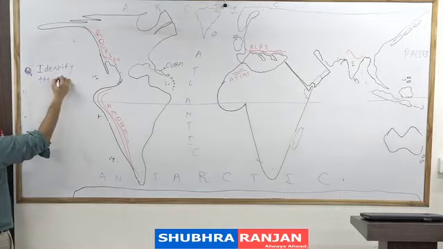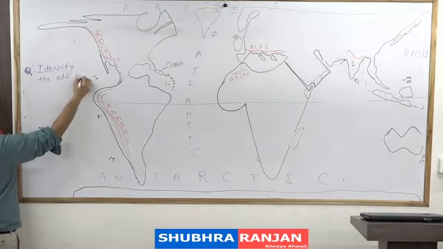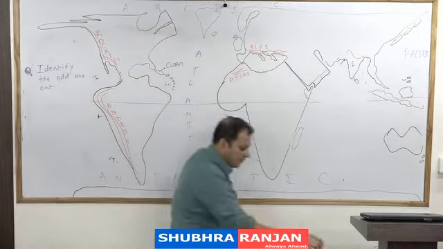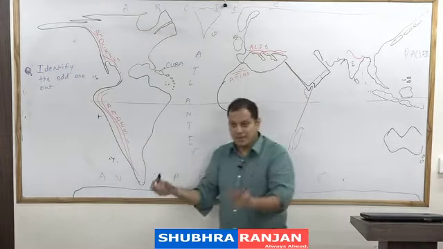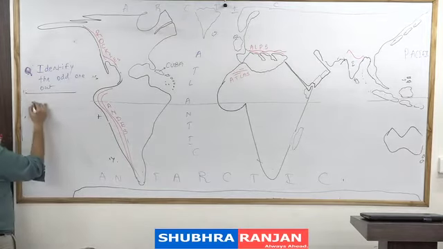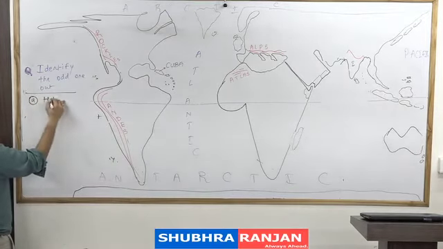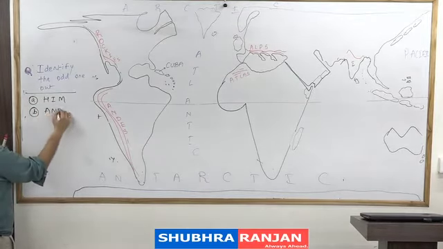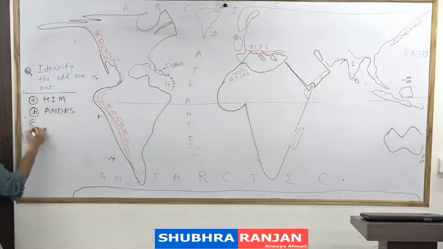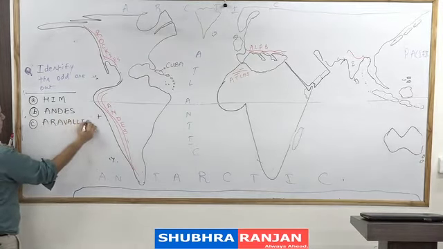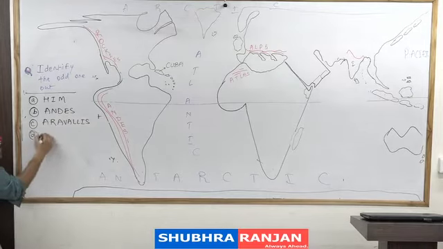Identify the odd one out. Identify the odd one out means identify the mountains which do not belong to the alpine orogeny. ऐसा statement होगा. I am not writing that statement. And the options they can give are Himalayas, Andes, third option हो सकता है Aravallis, and fourth option होगा Appalachians.